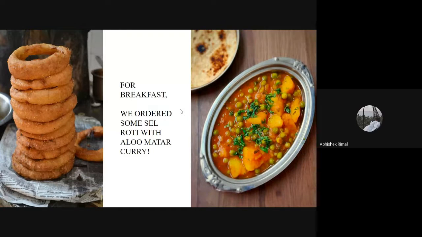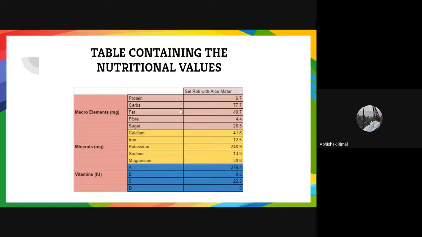We had such a good time eating this because we really missed Nepali food, and we really, really missed being around Nepali people. So we had a lot of fun eating this, and we were so full by the end. And then after that, as always, we went into this cute little cafe, and we did some research about the nutritional values of sil roti with alu matar as well.